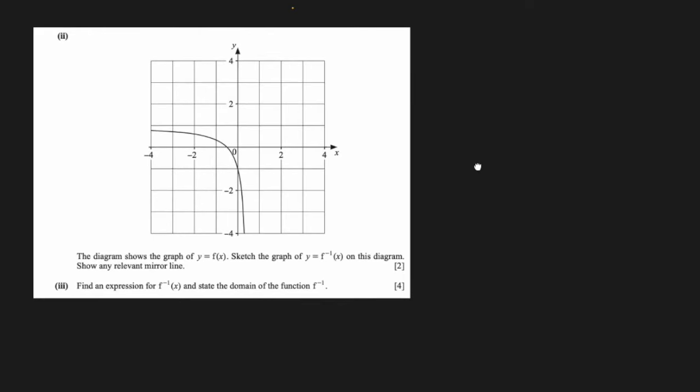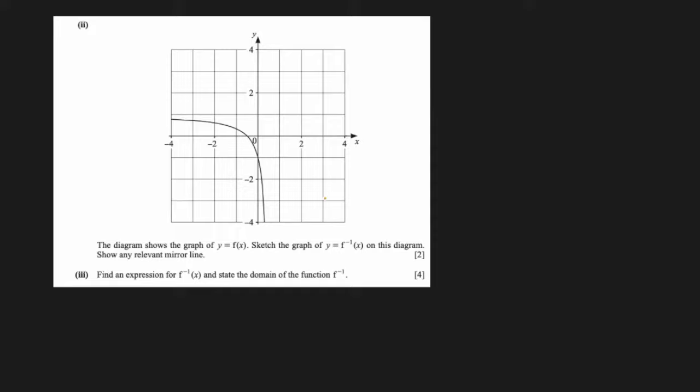Moving on, second part. The diagram shows the graph of that particular rational function. Sketch the graph of its inverse on this diagram itself. Show that any relevant mirror line for an inverse is always y equal to x. This is the one which is the mirror line and which is joining the coordinates where coordinates are same. This is 1 1, 2 2, 3 3, and minus 1 minus 1. So this is the mirror line. We will reflect this graph on this line.